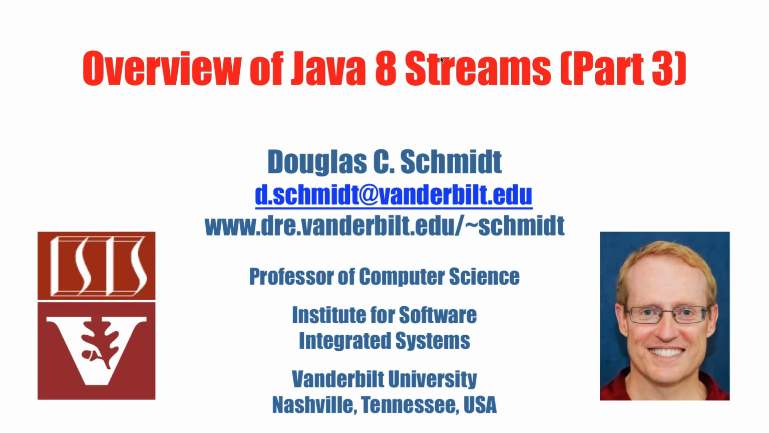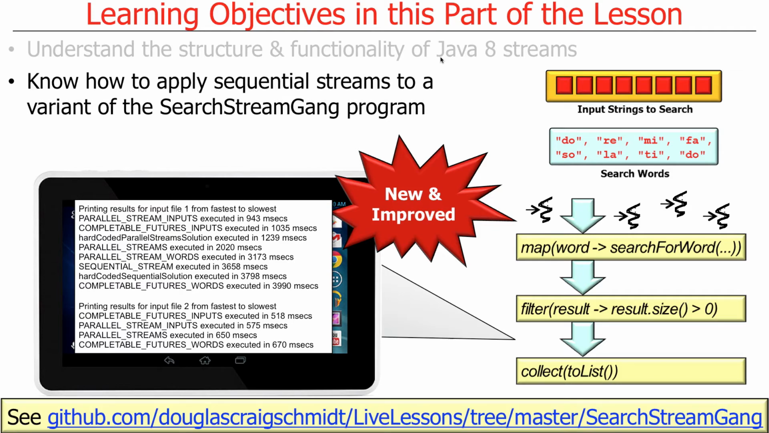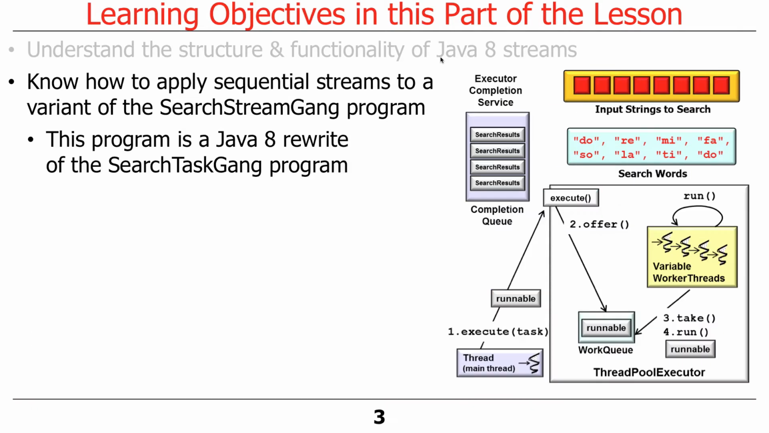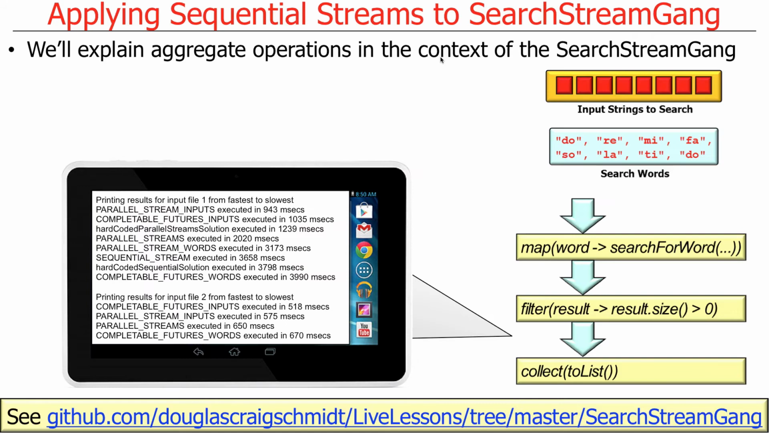Now that we've talked in general about what a stream is, and I've given you a formal definition and described a couple of its aggregate operations at a high level, let's take a look at a specific example. This is going to be creating something we call the Search StreamGang program. You can find the implementation here. This revises an earlier version of another program that used the Java Executor framework to do some concurrent processing, which you can also take a look at if you're curious. So let's take a look at this.